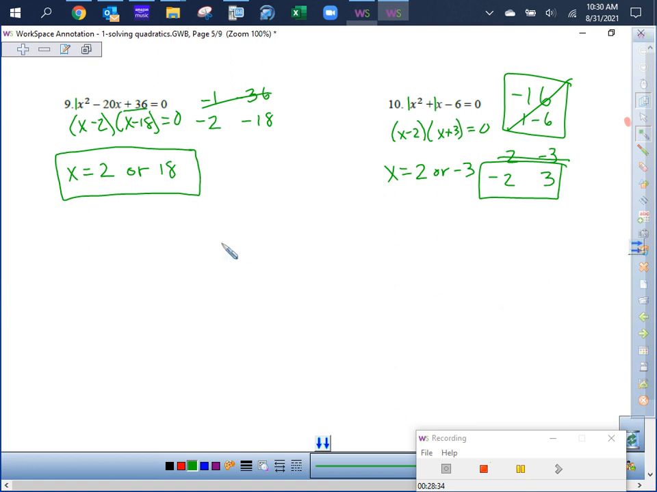Easy factoring. Watch this though. X squared plus 7x plus 11 equals 0. Two numbers that multiply together to be 11: 1 and 11. Do they add together to be 7? So factoring is not possible on this one. Could you solve this though? Could you solve for x? And what would you use? What's it called? Quadratic formula.